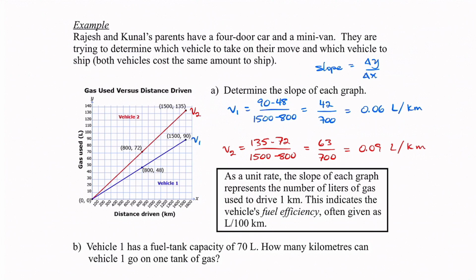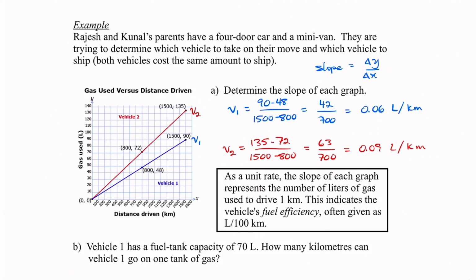So what we just found, this right here, if you got 0.06 liters for every kilometer, that right there is your efficiency. So that says this right here. It says, as a unit rate, the slope of each graph represents the number of liters of gas used to drive 1 kilometer. This indicates the vehicle's fuel efficiency, and often it's given as liters per 100 kilometers. Oftentimes a vehicle will even have a gauge or a reading that might give you that.